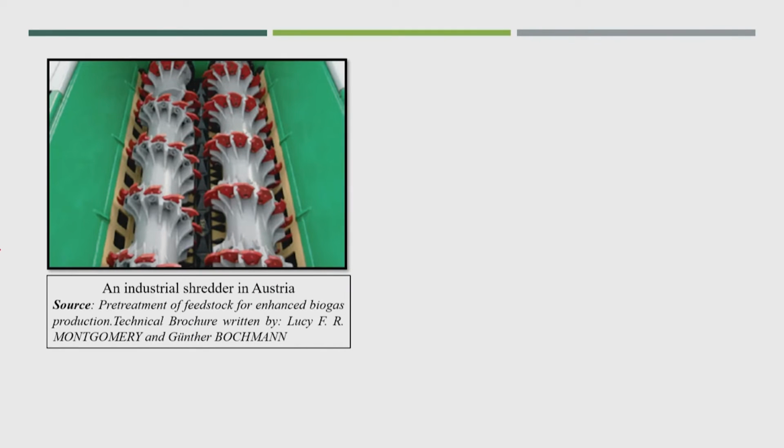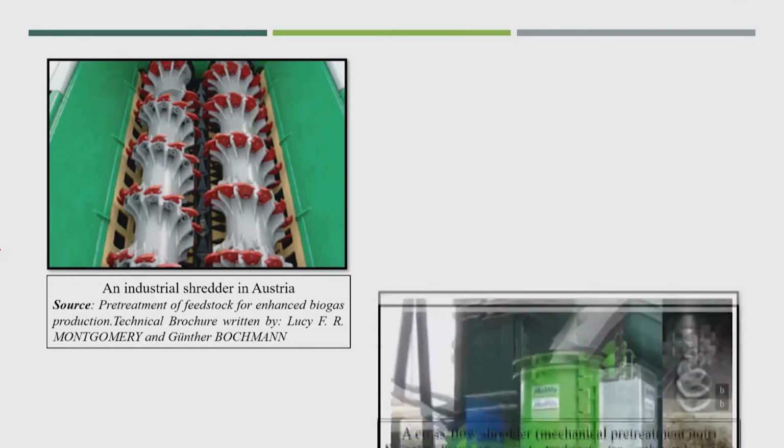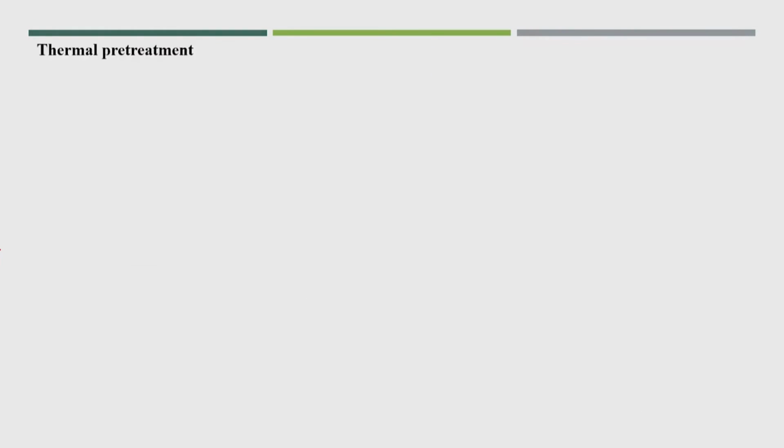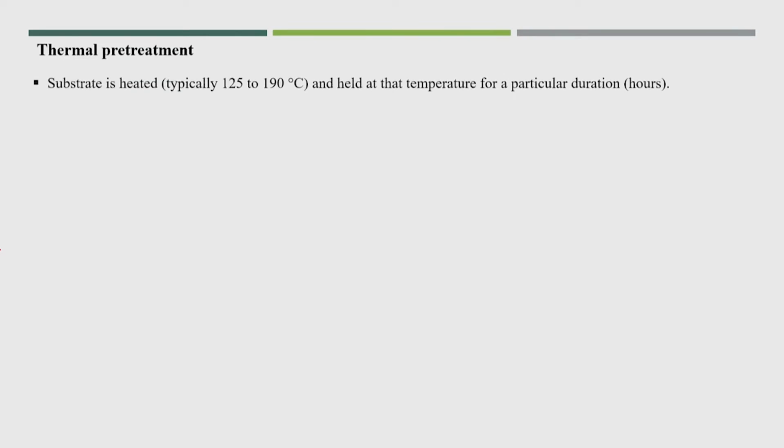So, this is the industrial shredder for the mechanical pretreatment process. This is a simple cross flow shredder. This is also a mechanical pretreatment process. Now, next is the thermal pretreatment.